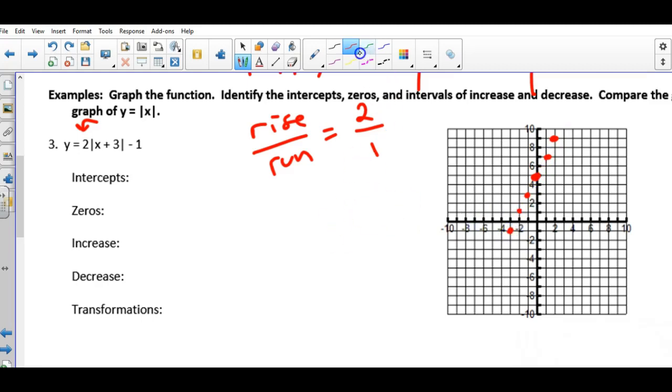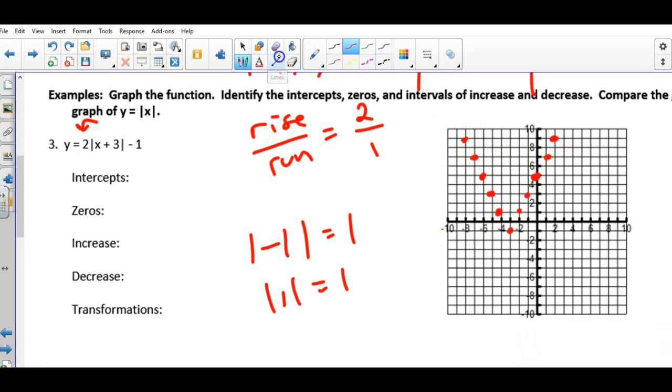Now, we got to go the other way as well, and you do the exact same thing, except instead of going positive 1, you go negative 1 because it's the absolute value. The absolute value of negative 1 is also 1. Since you have the negative, you also have the positive. So we're going to go rise 2 over 1. It should mirror this. So from this point, rise 2, run negative 1, and repeat. So there's our graph.